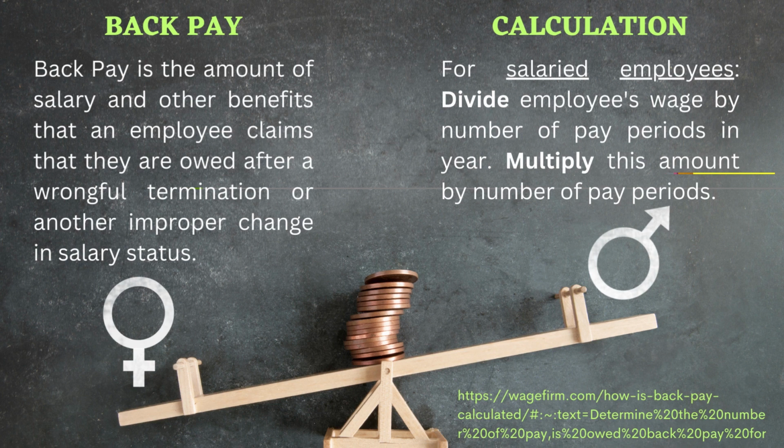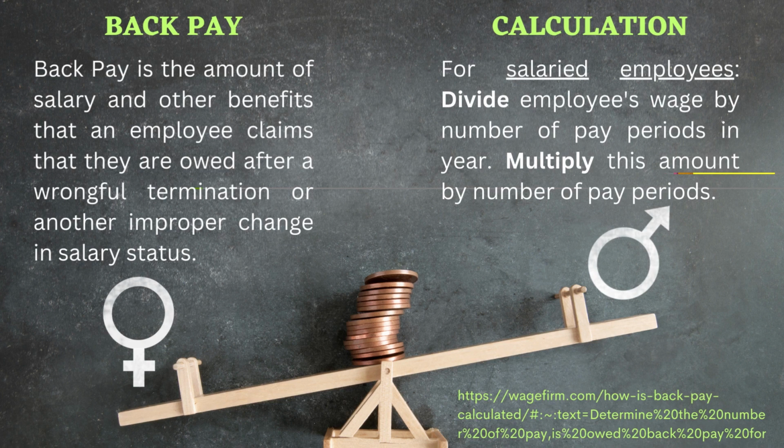Back pay is the amount of salary and other benefits that an employee claims they are owed after a wrongful termination or another improper change in salary status. Now, again, remember, this is for the prevailing plaintiff. The way it is calculated for salaried employees: divide the employee's wage by the number of pay periods in the year, multiply this amount by the number of pay periods. I have given you a link at the bottom, and it will demonstrate how this calculation is done.